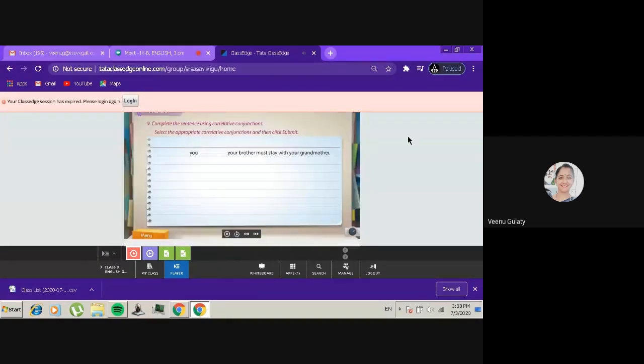Complete the sentence using correlative conjunctions. Select the appropriate correlative conjunctions and then click submit. It's not there over here. Did I click something wrong over here? I'm clicking, the option is not there. Once again, it's the previous. See, the option is gone. Can anyone tell me why this is happening? Previously, it was showing the option. Ma'am, retry. Retry, okay.